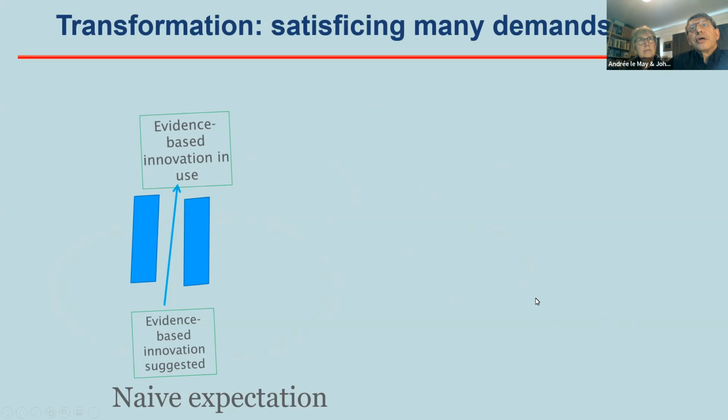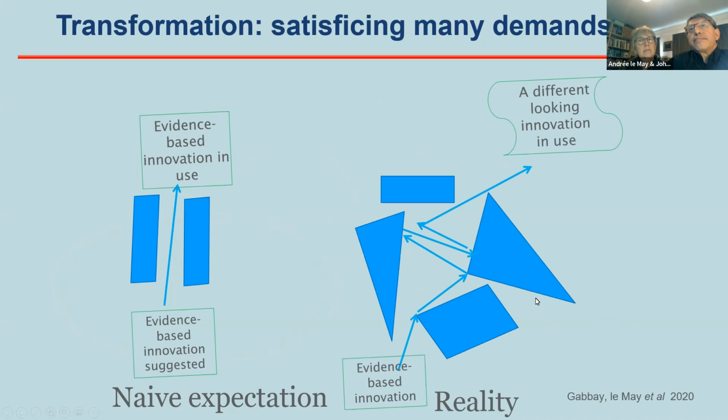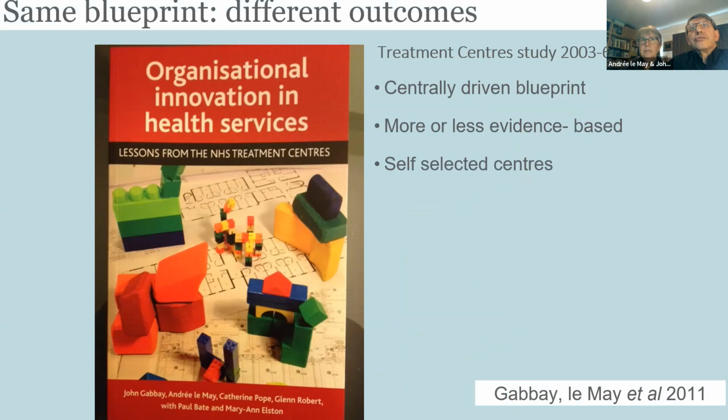But what we found was that in reality, it gets batted around all sorts of different demands and constraints and resource problems and all the things that we're all very familiar with. So the evidence that actually gets put into practice, the practice that gets delivered as opposed to what the research suggested, does end up transformed into something that looks very different from what the researchers originally thought. And this is a very nice example of that.